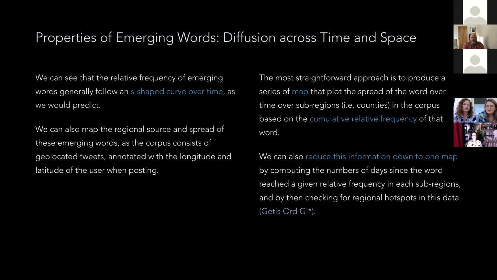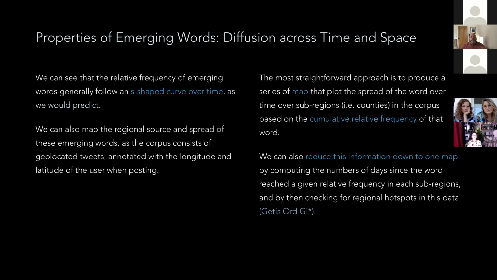Okay, I'm going to take about 5 more minutes and I want to talk through now what we see happening over space as well. So we can look at the diffusion over time, but we can also look at the diffusion over space, and that's because for every tweet we have a geolocation. So we can group all the tweets, in this case by counties, and then we can map how the word spreads across the counties. And we do that by mapping the cumulative relative frequency across the counties.